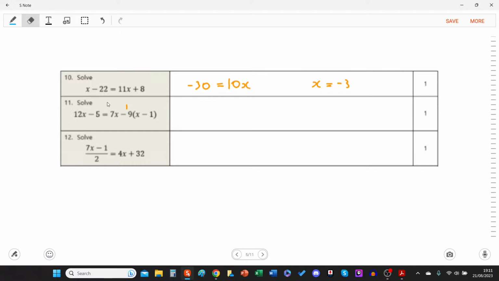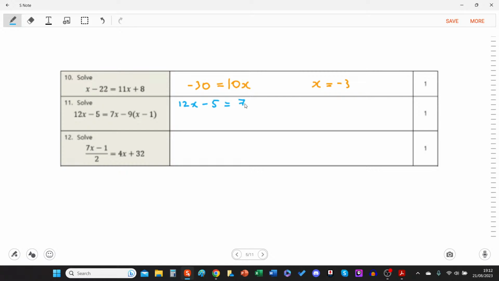I don't know why I like to change the pen color. Anyway, I'm going to do that section first. So everything remains the same. So maybe a bit more space for this one. So 12x subtract 5, that's going to stay the same.